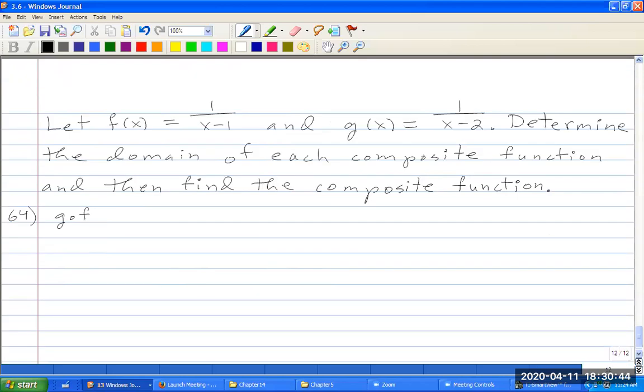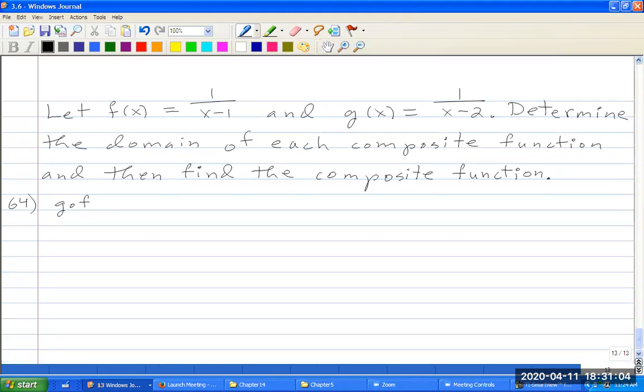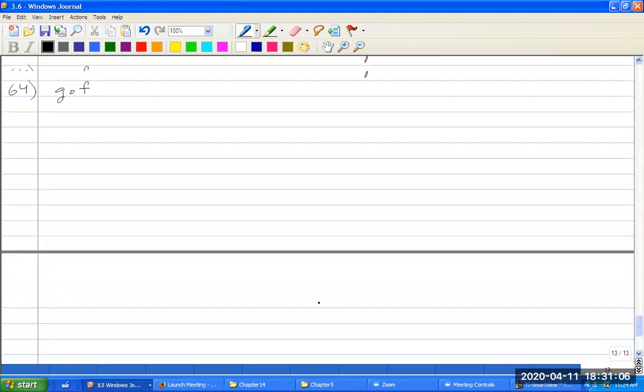Let me do problem 64. Let f of x equal 1 over x minus 1 and g of x equal 1 over x minus 2. Determine the domain of each composite function, then find the composite function. So let's do that.